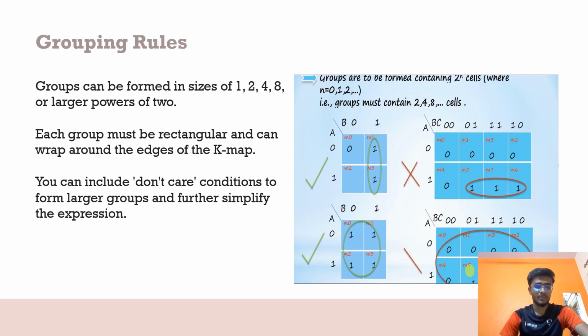Next we have the grouping rules. Just as there are rules for everything, even if you go and play a small game, we also have rules for grouping in a K-map. Groups can be formed in sizes of 1, 2, 4 or 8, so basically in powers of 2: 2 to the power of 0, 1, 2, 3, or larger powers of 2. Each group must be rectangular and can wrap around the edges of the K-map. You can include don't-care conditions to form larger groups and further simplify the expression.